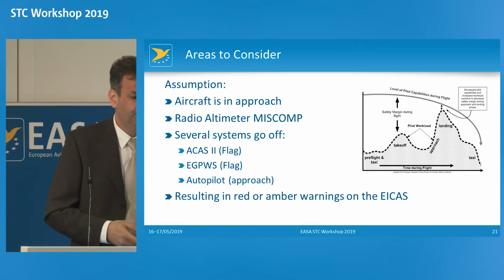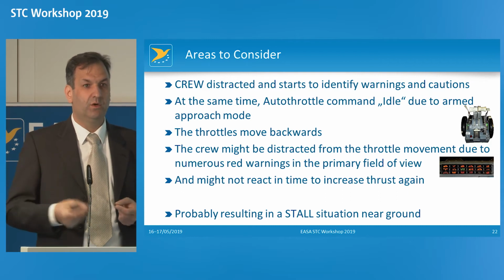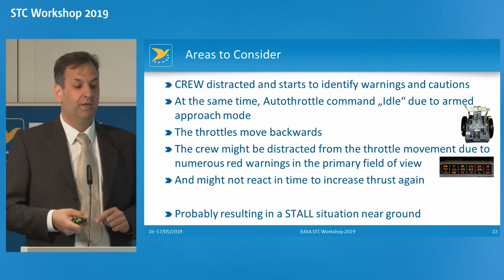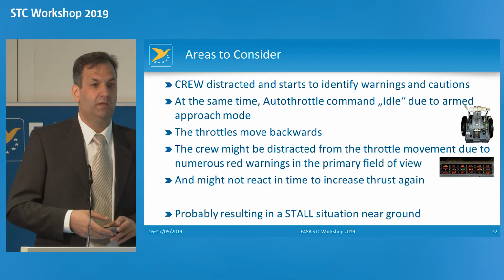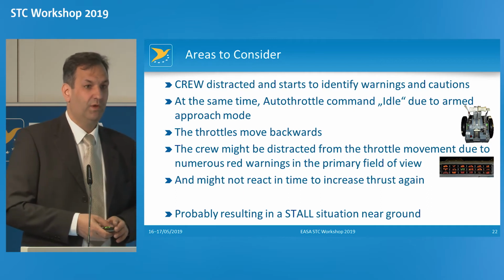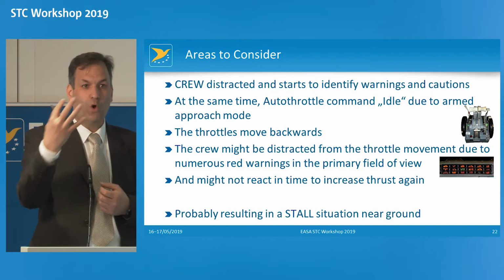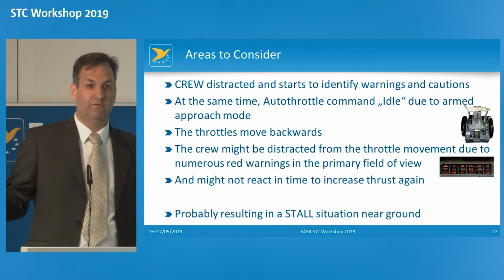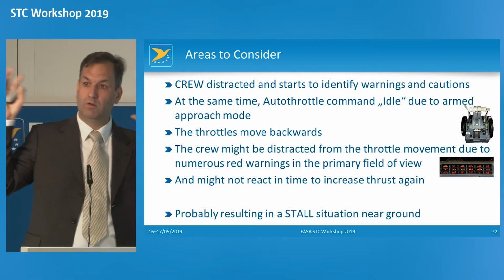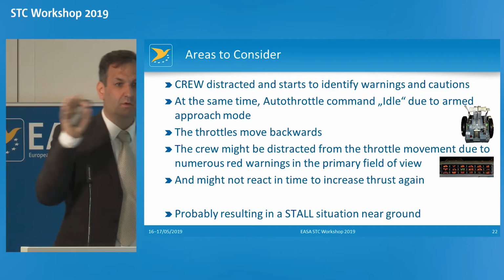You can imagine this. So the crew starts to identify where all these warnings and cautions are coming from. We're still in approach. At the same time, the auto throttle commands idle, because one of the radio altimeters tells it it's more or less in flare position, so go to flare. The throttles move backwards. The crew might be distracted from the throttle's movement because of all these red lights. You have a Christmas tree in front of you. I don't know if you have ever been in a really stressful situation where your field of view gets a little bit smaller and you start to sort things out.